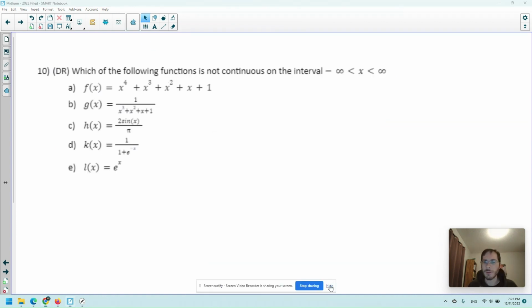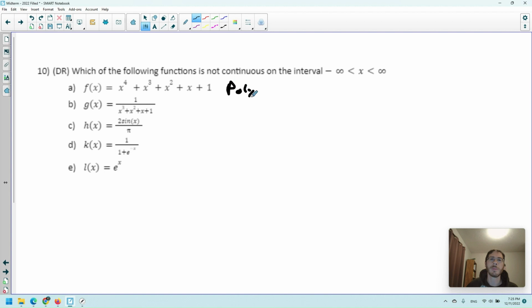All right, so this is number 10, which of the following is not continuous. So if we look at our first function here, this is a polynomial. And we know that polynomials are always going to be continuous. This one wants to know where we're not continuous. So since this one is continuous, we get rid of this one. Here we have a rational function. Rational functions are sometimes continuous, so we'll leave that one in the mix.